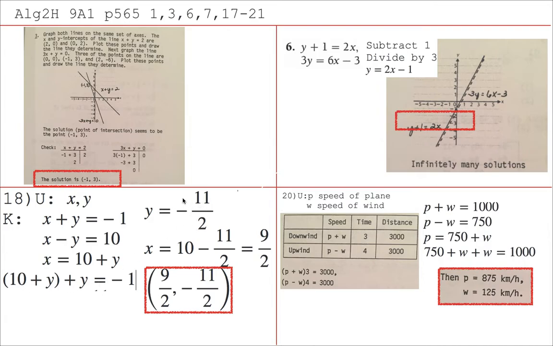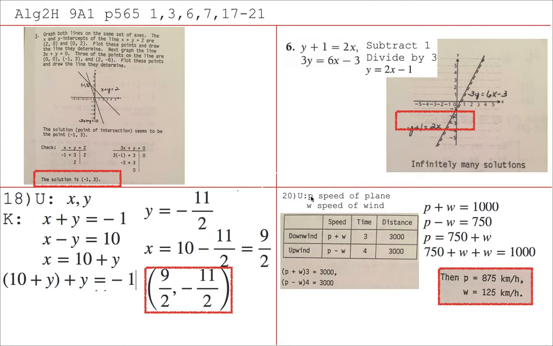And then I use this information in, say, this equation right here. I take this information and rewrite it here. So x is equal to 10 plus y. Well, I know what y is. x is equal to 10 plus -11/2, which happens to be 9/2. So this is the answer right here.